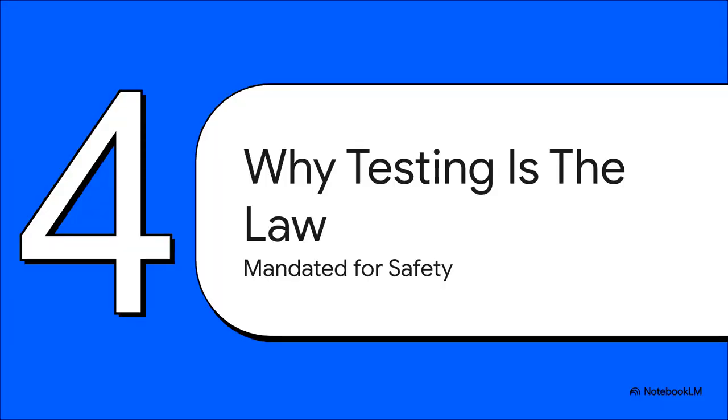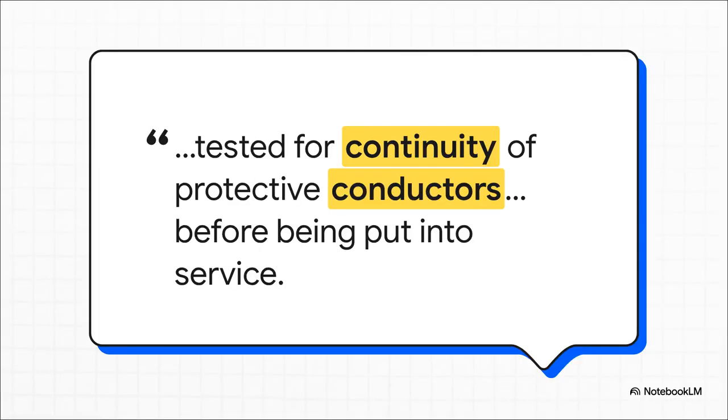And get this, it isn't just a good idea for technicians to do. A lot of the time, it's actually the law. This test is so fundamental to electrical safety that it is written directly into regulations all over the globe. I mean, just take a look at this quote from the British Wiring Regulations. It's pretty clear, right? What it's saying is that before any new electrical system can even be switched on, an electrician has to prove that the safety wires, those protective conductors, have a solid, unbroken path to the earth. It's a foundational step to prevent really dangerous electrical shocks.